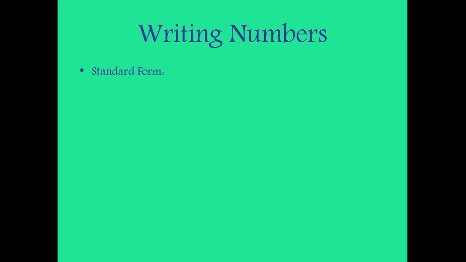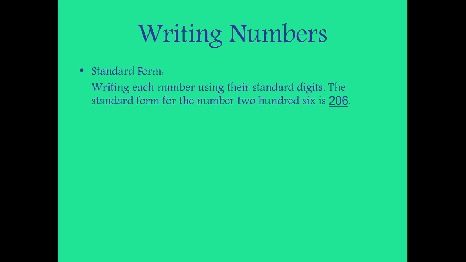We have standard form. Standard form is using their standard digits. We already talked about the standard digits are all the digits 0 through 9. So the standard form for the number 206 is 206.